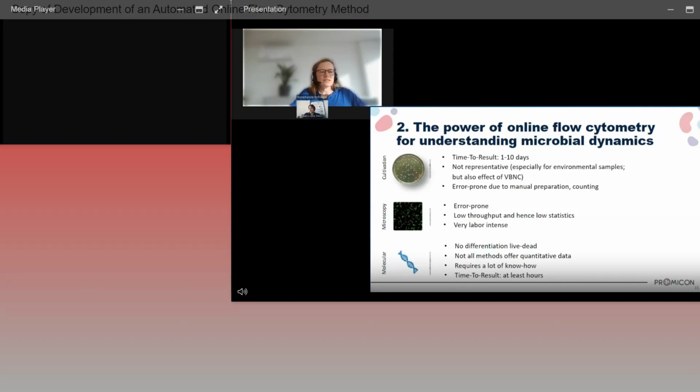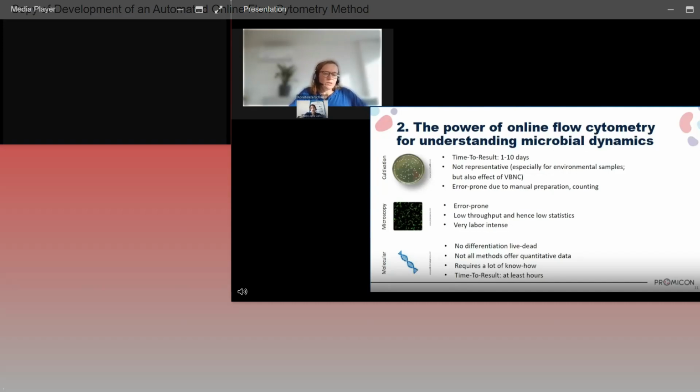Flow cytometry is really important in this context because many other technologies are just limited. They will not be able to give you this high frequency insight. I mean, cultivation is one extreme. If you grow bacteria on plates, it can take days until you get one data point. So there's no way you can get an insight into a microbial process very fast. And like Juan said, this method is very error prone. Microscopy, it's the same story. Takes forever, low throughput, low statistics, very labor intense. Also not a way to get really good microbial quantification, let alone microbial dynamics.